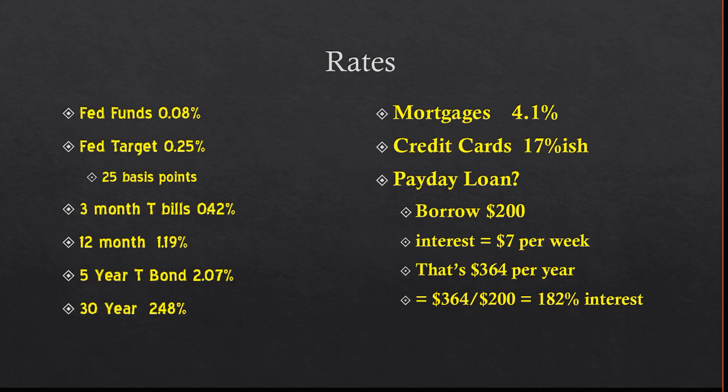Mortgages are at 4, credit cards are 17-ish, depending on who you are and what credit card you have. Houses are obviously less risky than credit cards. What about these payday loan people? Well, I saw an ad on TV here, you borrow $200, it's only, they say, $7 a week to borrow $200 for your week. Well, $7 a week is $364 a year. 364 over 200, that's 182% interest.